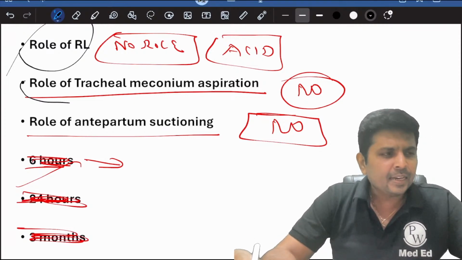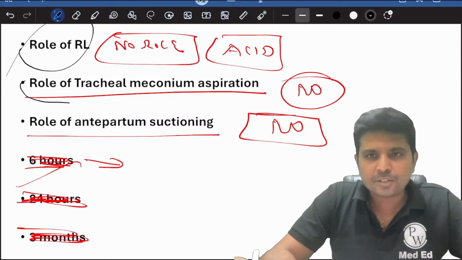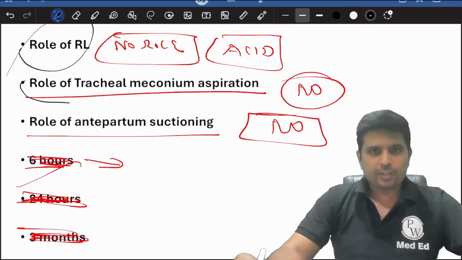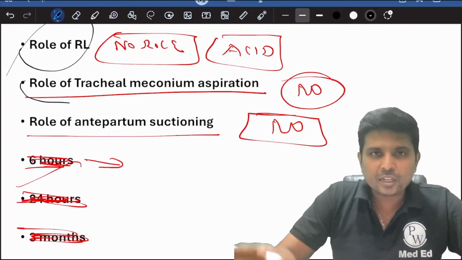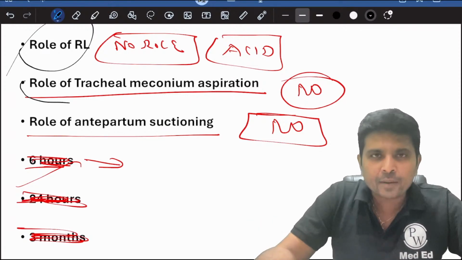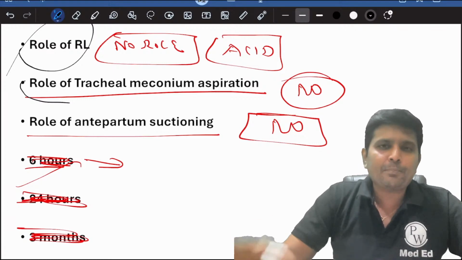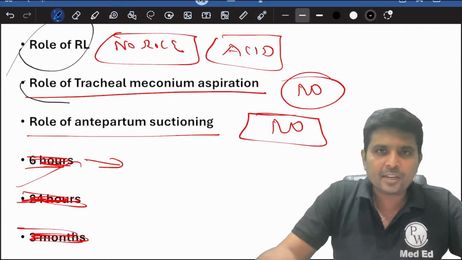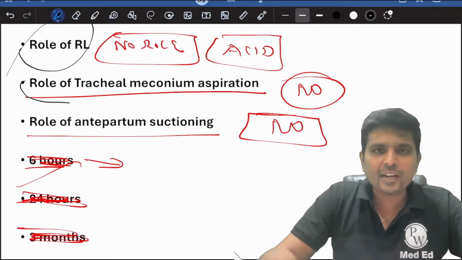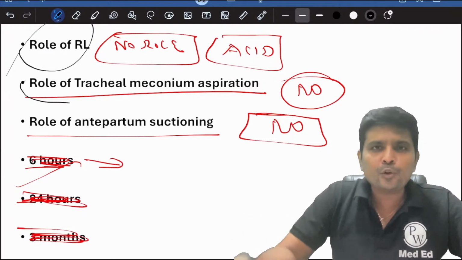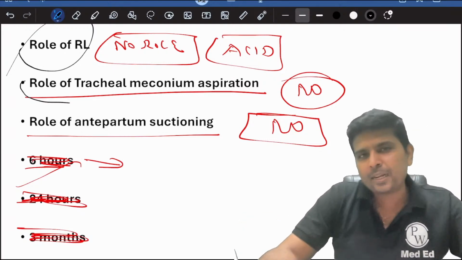And finally, is there any role of antepartum suctioning? What is called antepartum suctioning? You know that the child was having fetal distress in utero and the child had passed meconium, so you have meconium stained amniotic liquor. Some may say that as soon as the baby's head is delivered, but before the delivery of the shoulder, you can start suctioning of the mouth. That is called antepartum suctioning.